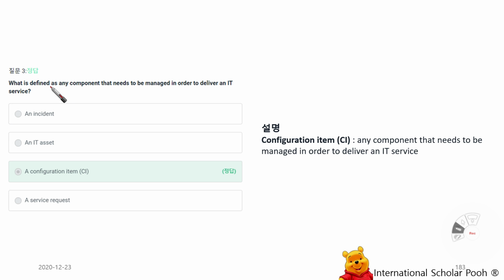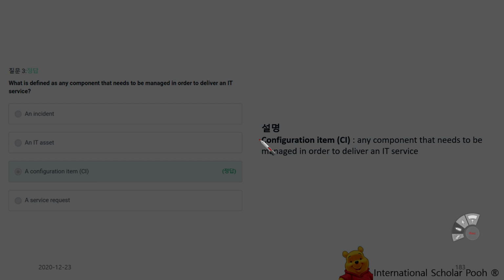What is defined as any component that needs to be managed in order to deliver an IT service? Configuration item, CI. Configuration item, any component that needs to be managed in order to deliver an IT service.